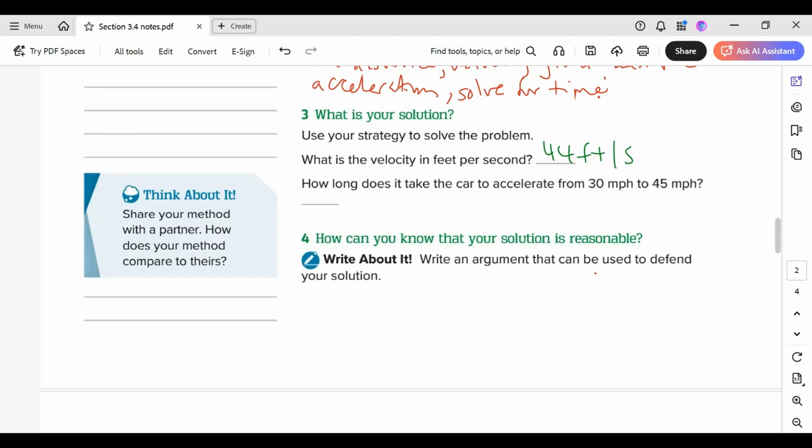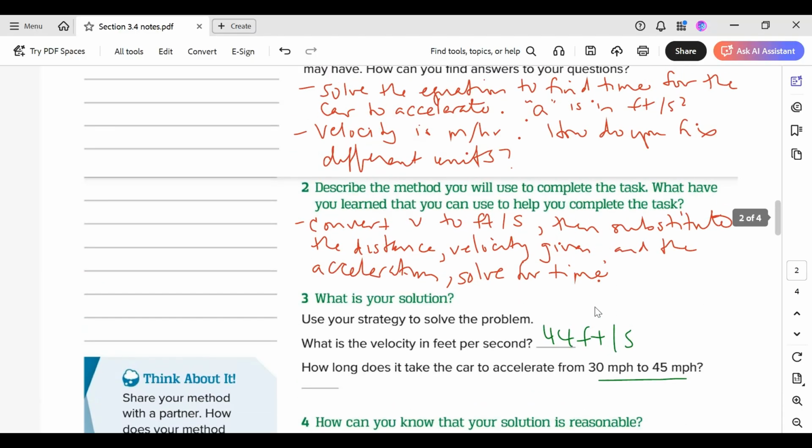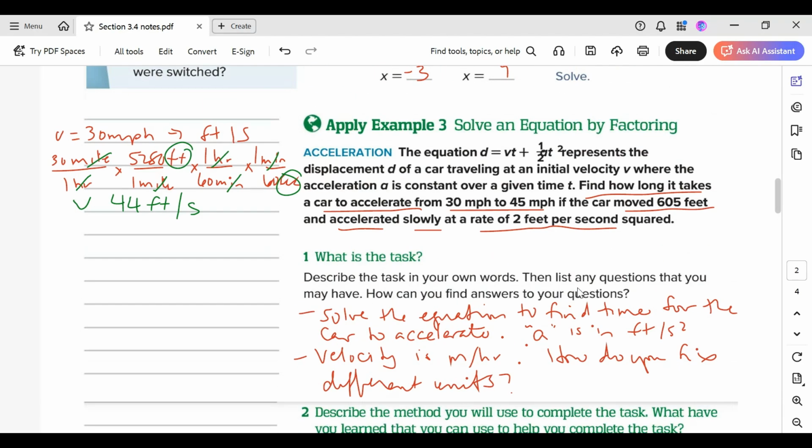Then the question says, how long does it take the car to accelerate from 30 miles per hour to 45 miles per hour? So we have to go back to our original equation, and they told us distance was 605. So I'm going to write 605 equals, our velocity is now 44 with a t, and then 1/2 times our acceleration. They told us our acceleration is 2 feet per second. I'm not using the units, squared with our t squared. We're just using our numbers.